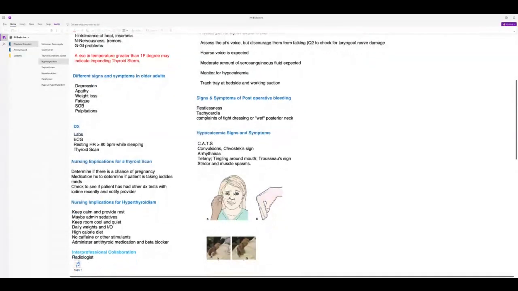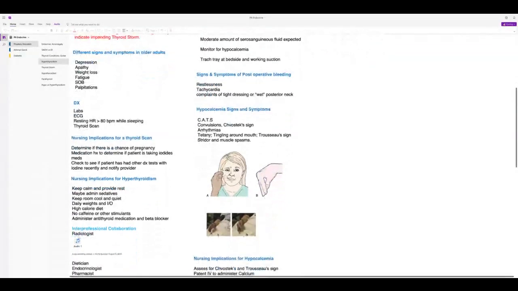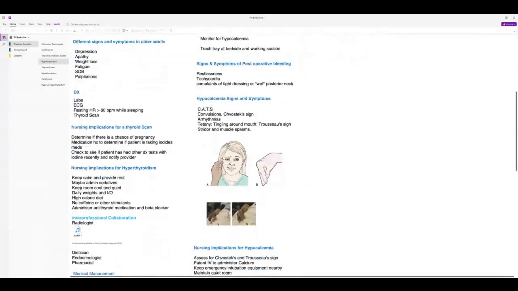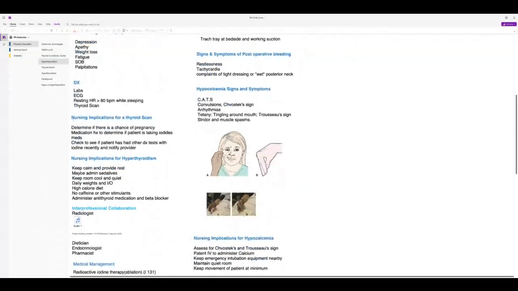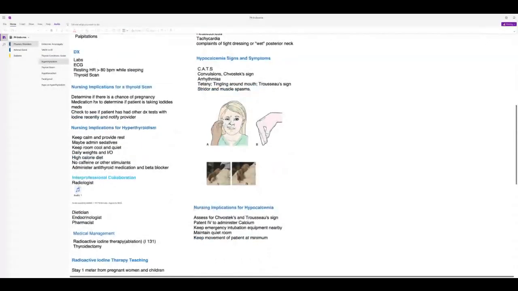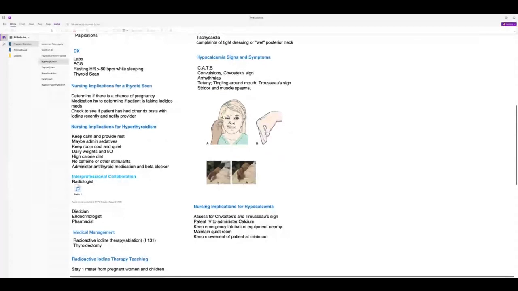You're going to collaborate with the radiologist because they're going to need scans, and they may also get something called radioactive iodine. You're going to collaborate with a dietitian because they're going to need to increase their calories, the endocrinologist because that's who handles the hormones in the body, and a pharmacist. All right.